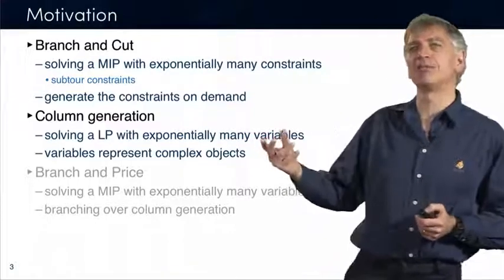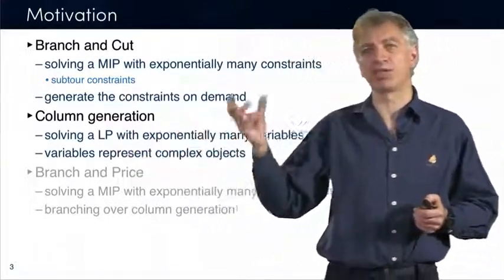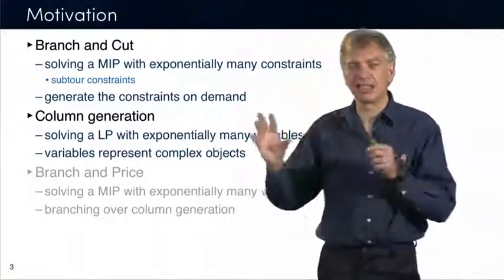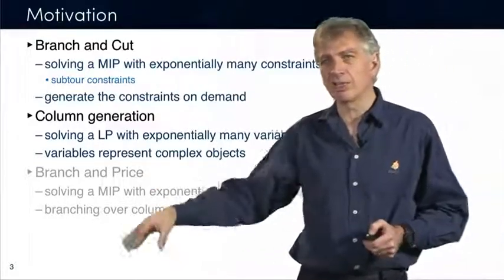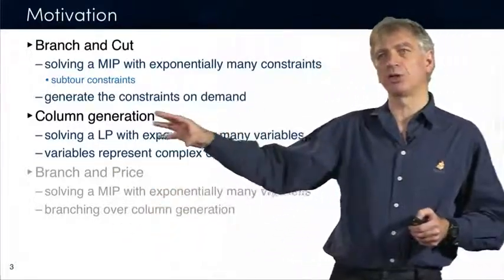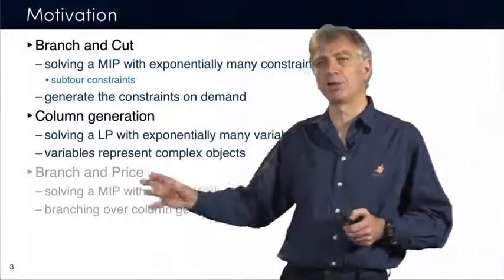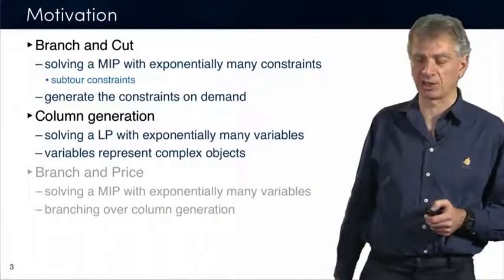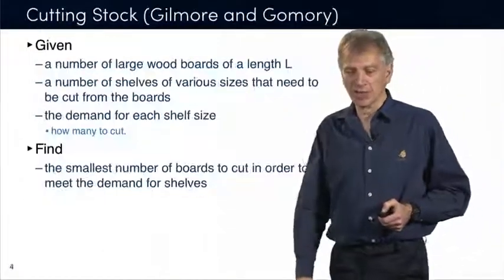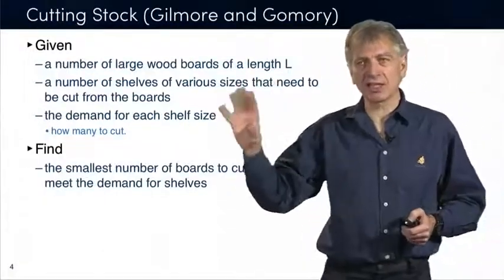And so the key point here is that the variables are going to represent complex objects, not the simple decisions that we had before. And I'll talk a little bit about branch and price, which is kind of the use of column generation in branching scheme at the end. But the key idea would be essentially to do a branch and bound, but using column generation at every one of the nodes. Okay, so this is the cutting stock example.